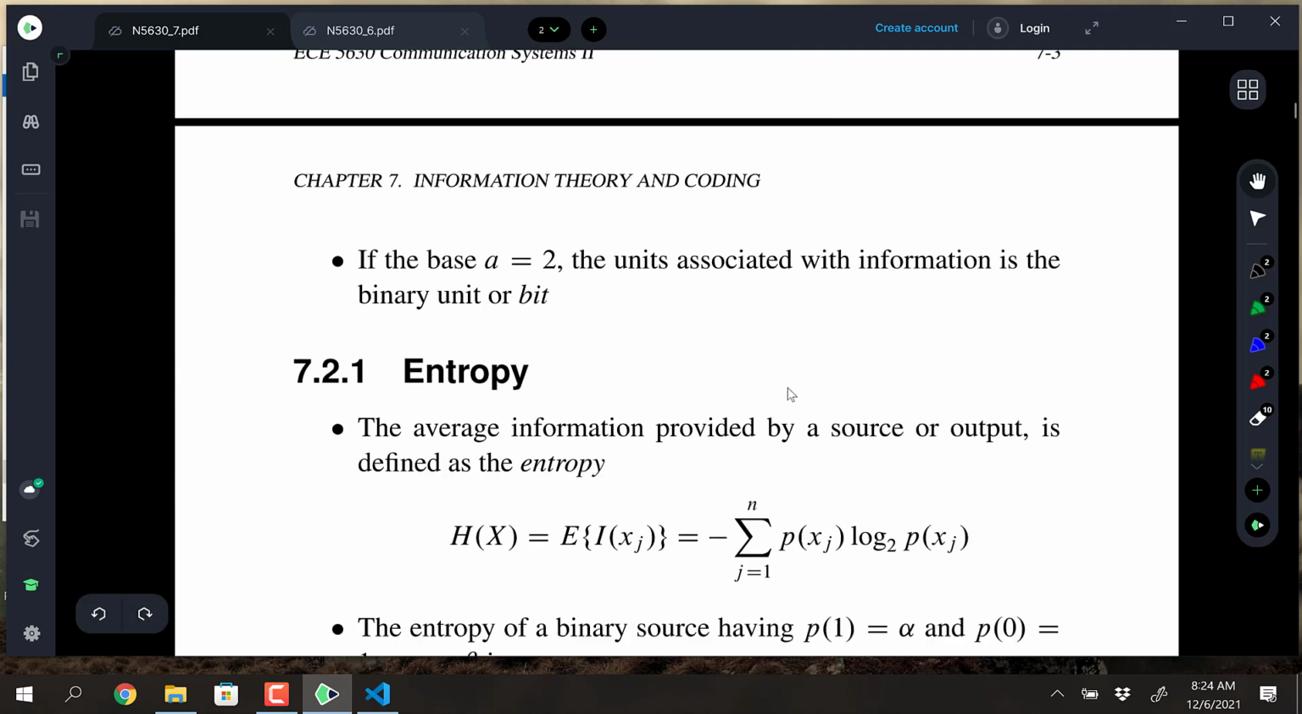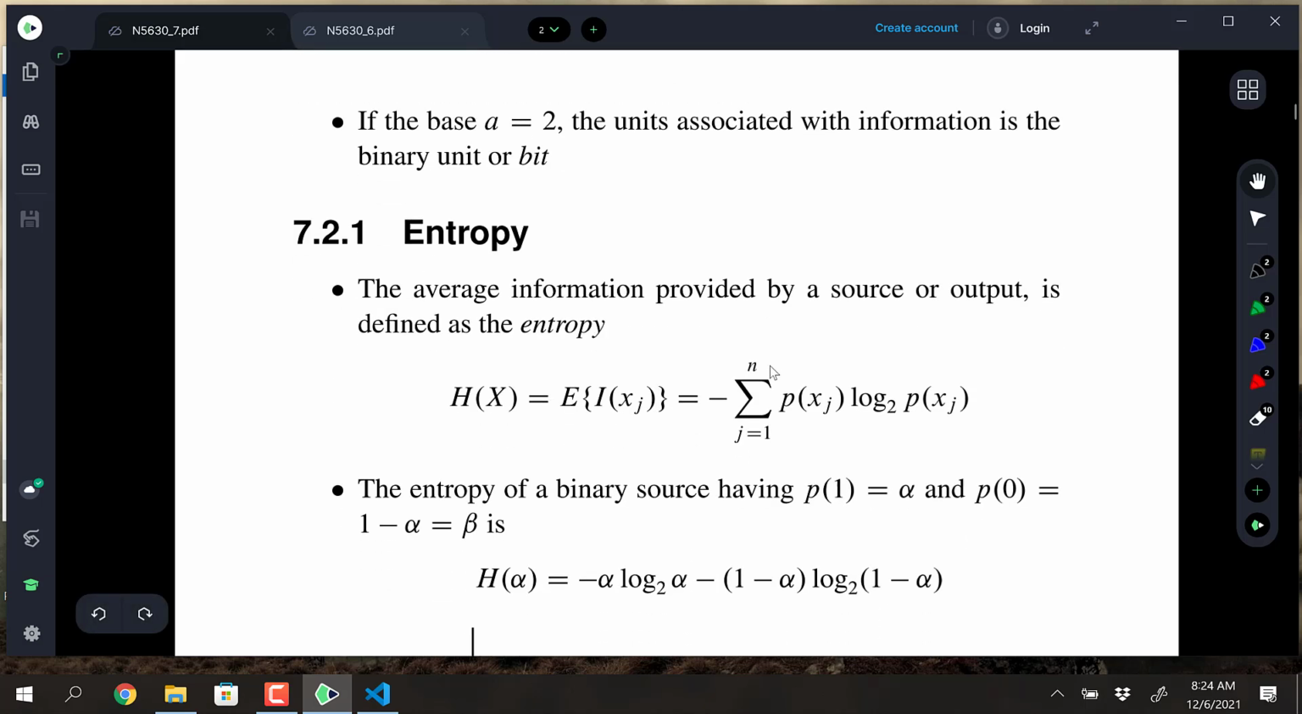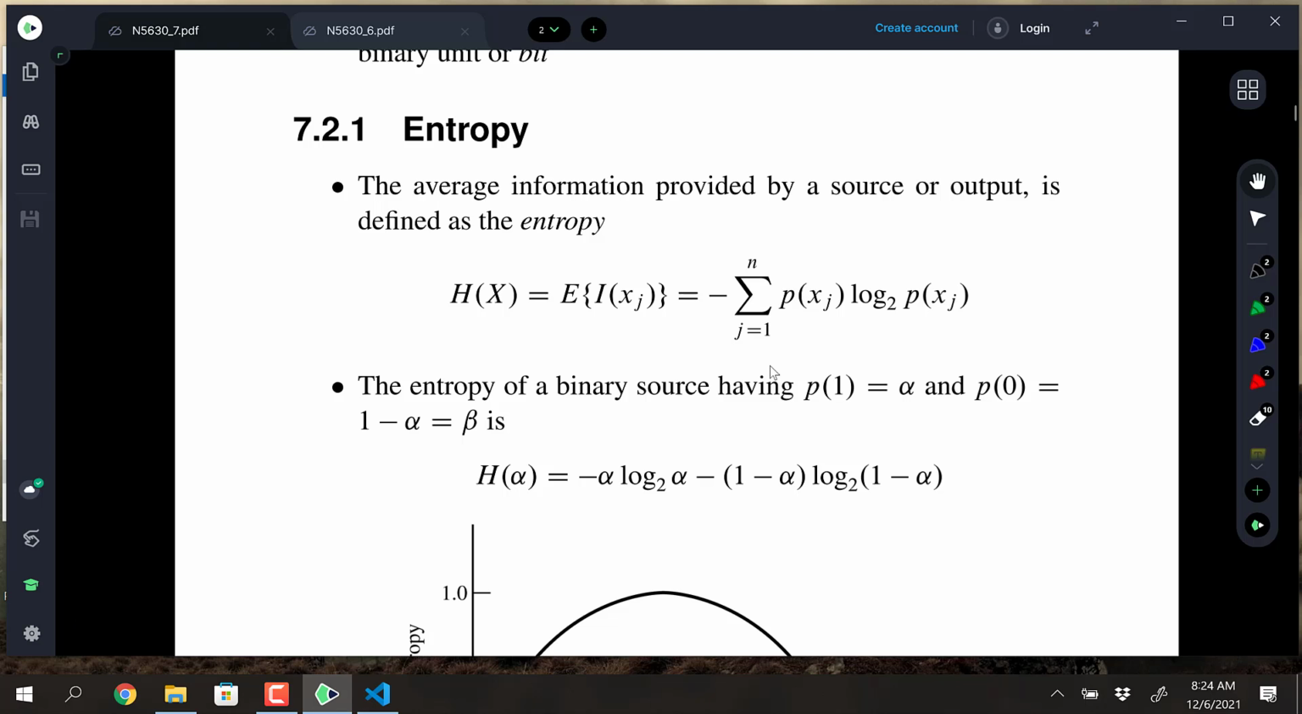So generally, the base is 2 because we're talking about sending binary information. So then the unit associated with information is the bit, which is short for binary unit, right? At least that's what I remember learning a long time ago. And then if you have a source that provides different events or different pieces of information, then you can talk about the entropy as the average information provided by the source, and that's the sum over all the types of information events summed from 1 to n.